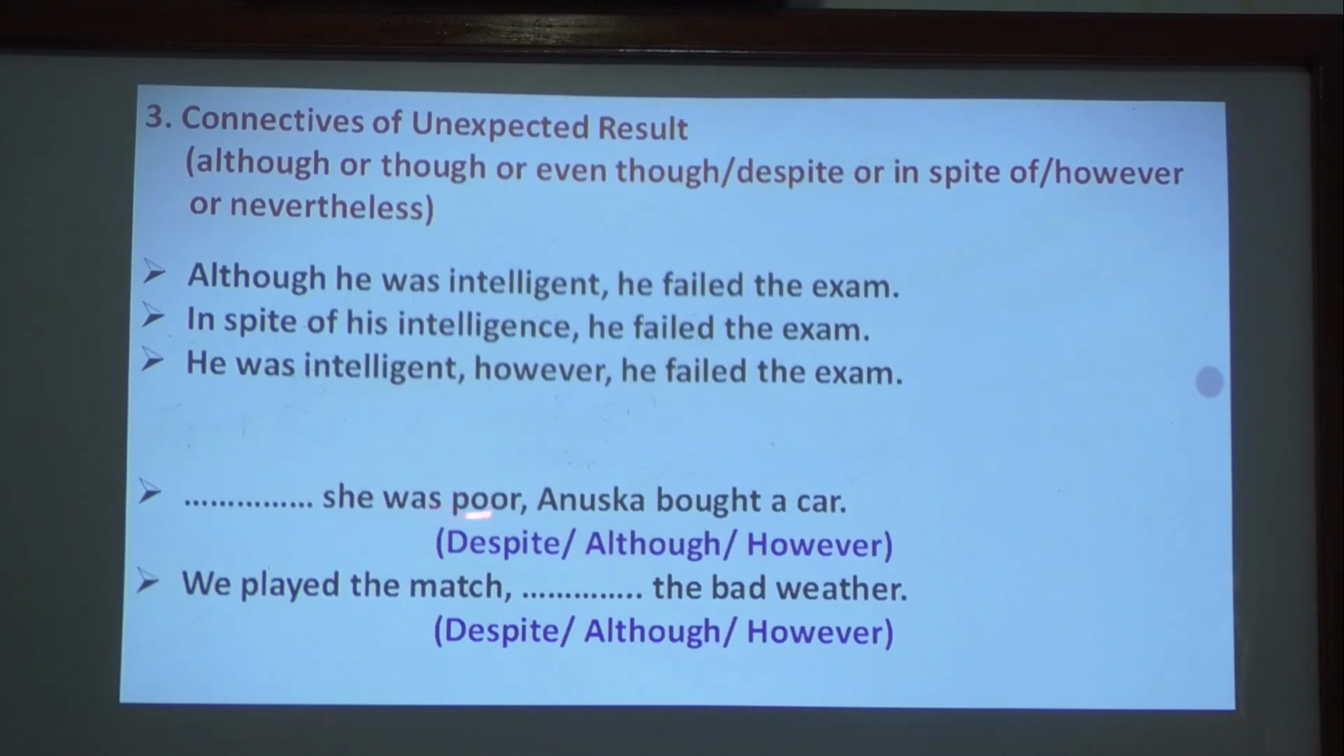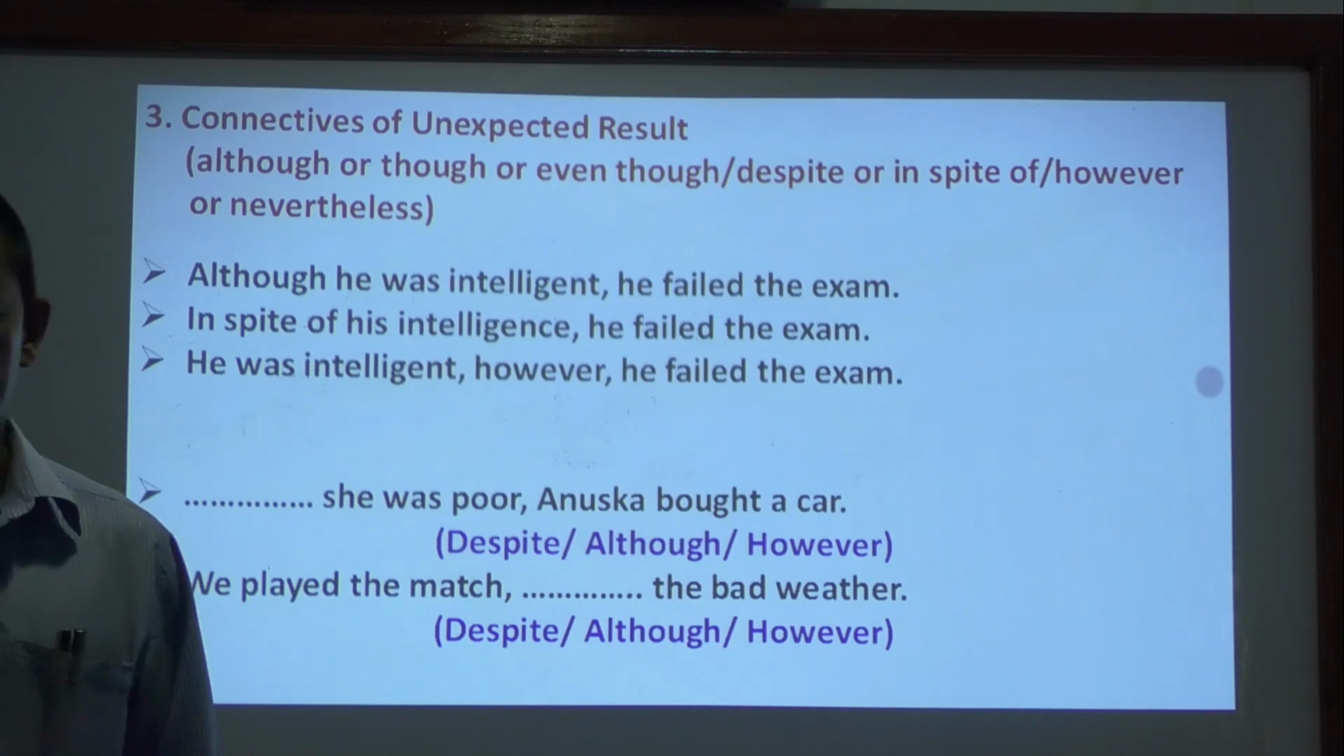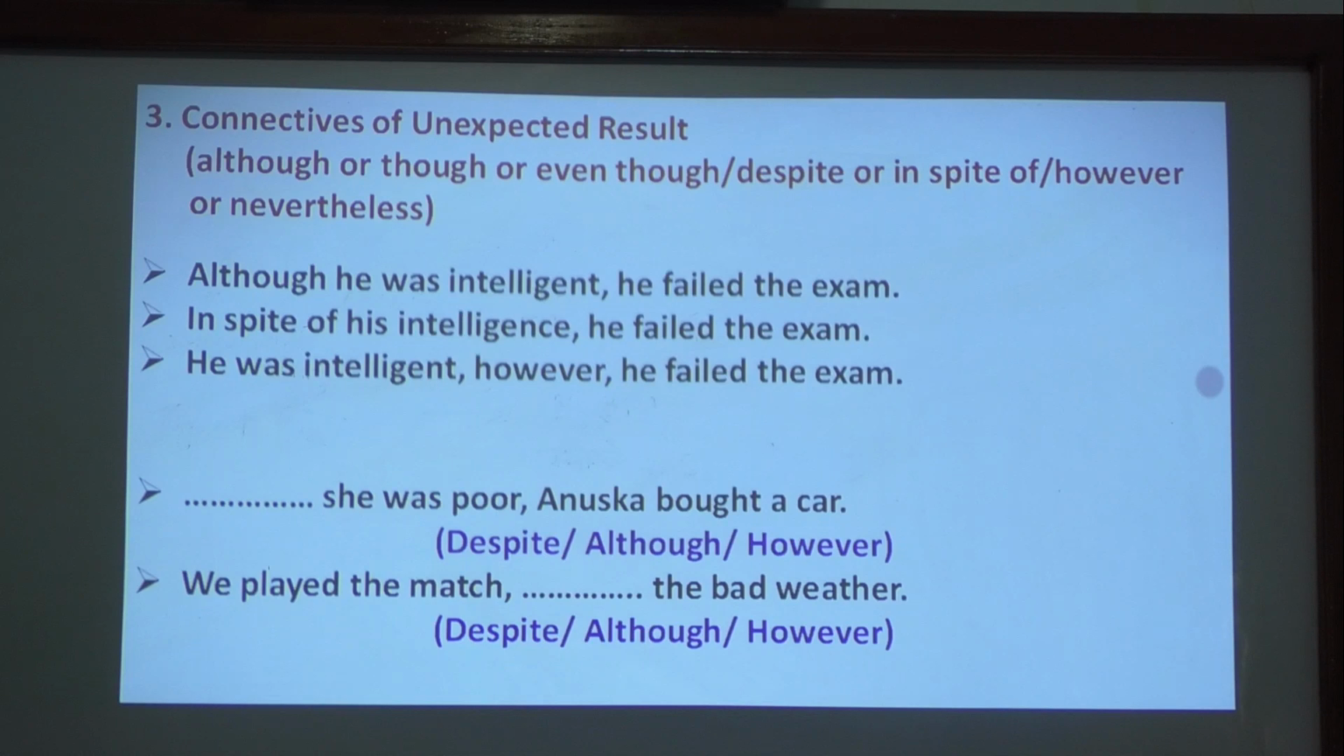Poor, normally our concept is that poor people cannot buy cars because cars are expensive. Yes, they cost much. That's why here, what is it? An unexpected result. Despite or although or however, what can it be? So here, although, yes: although she was poor, Anushka bought a car.